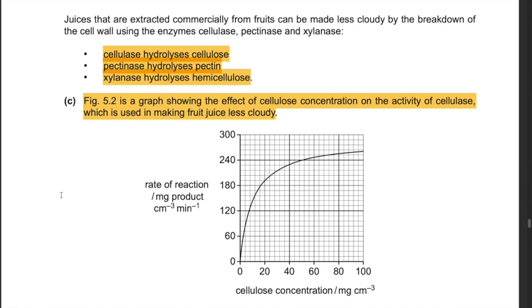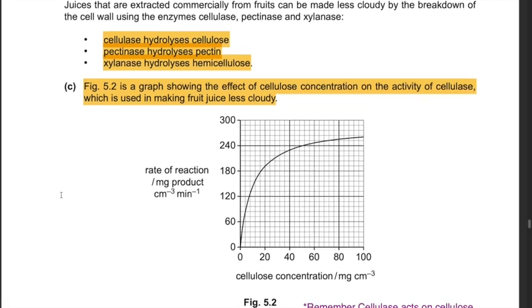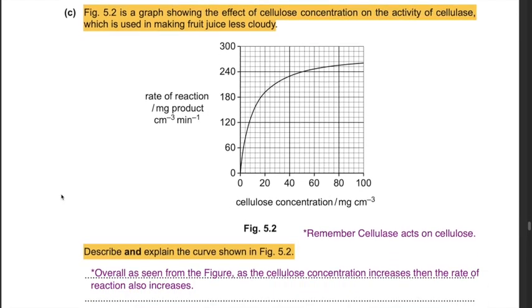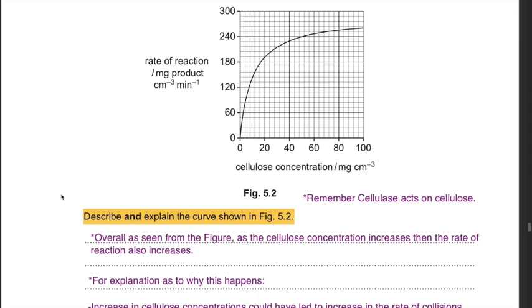Part C. Figure 5.2 is a graph showing the effect of cellulose concentration on the activity of cellulase, which is used in making fruit juice less cloudy. If you go through this graph, as the cellulose concentration increases, the rate of reaction also increases at the start, after which it starts to decline. Nonetheless, there is an overall increase in the rate of reaction. And the question is, describe and explain the curve shown in figure 5.2.